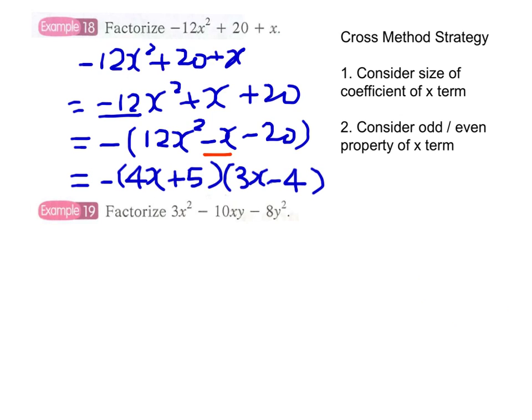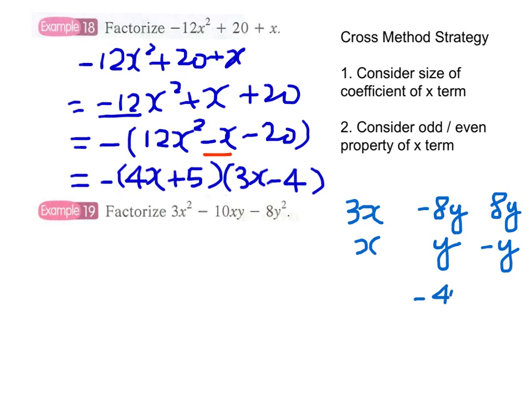And when we come to the last example, factorize 3x squared minus 10xy minus 8y squared. And we break down the 3x squared term to 3x times x, and minus 8y squared. We have minus 8y times y, or xy times minus y, or minus 4y times plus 2y, or plus 4y times minus 2y.